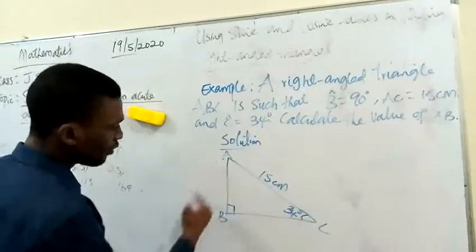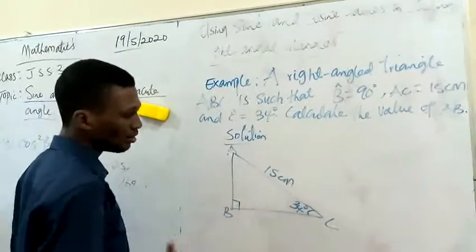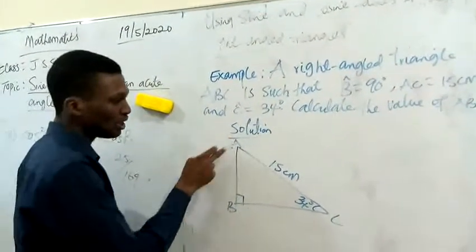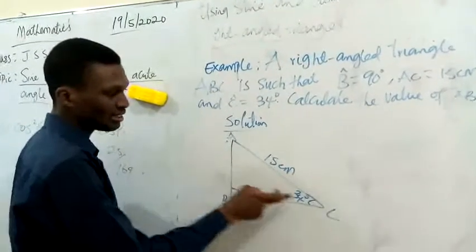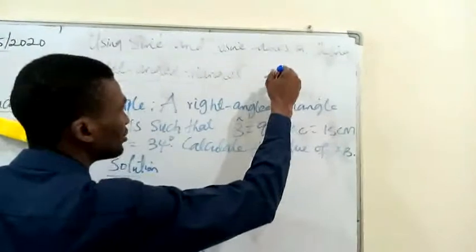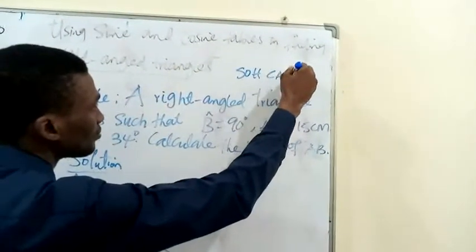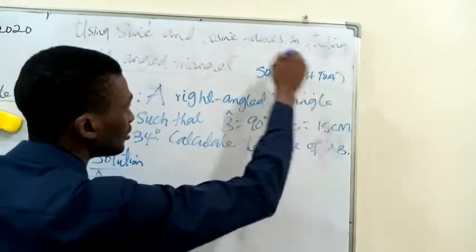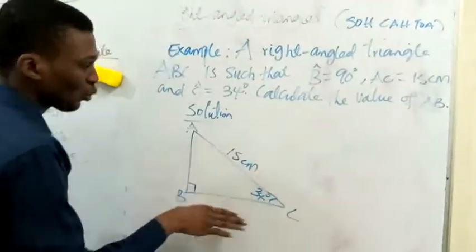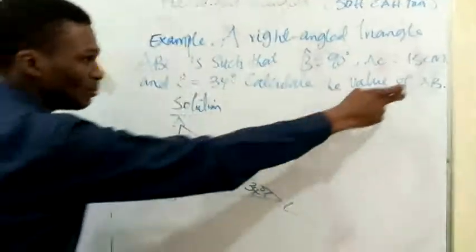Sine of angles will give us opposite over hypotenuse. Since we are interested in AB, we use the one that relates to this. Sine 34 will give us the opposite. Opposite all over hypotenuse. We cannot use cosine because we are interested in line AB.